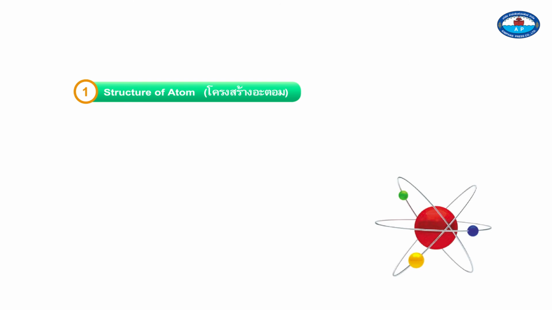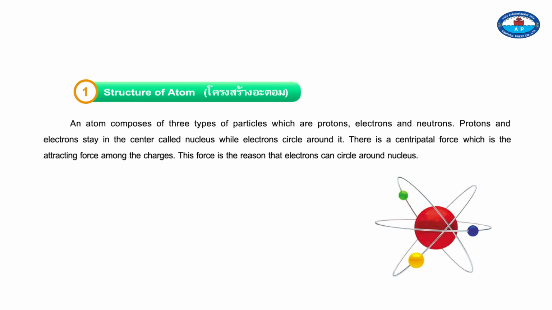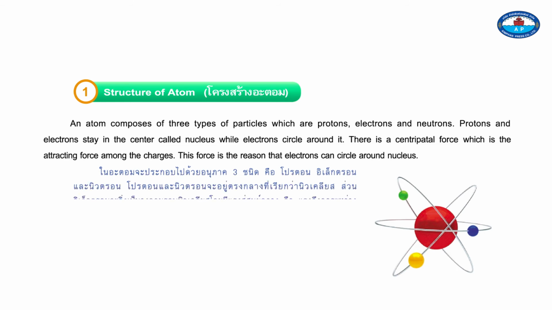1. Structure of atom. An atom is composed of three types of particles, which are protons, electrons, and neutrons. Protons and neutrons stay in the center called the nucleus, while electrons circle around it. There is a centripetal force, which is the attracting force among the charges. This force is the reason that electrons can circle around the nucleus.